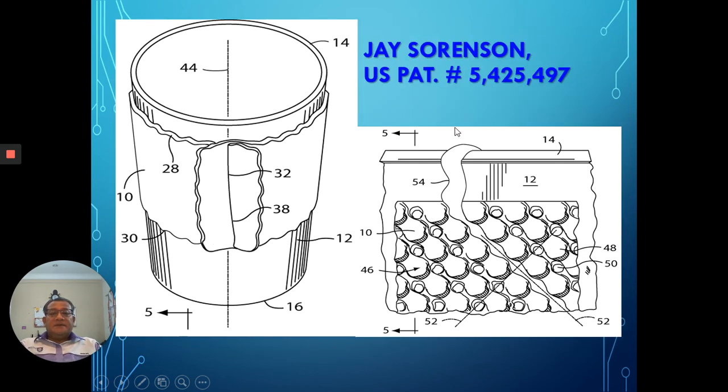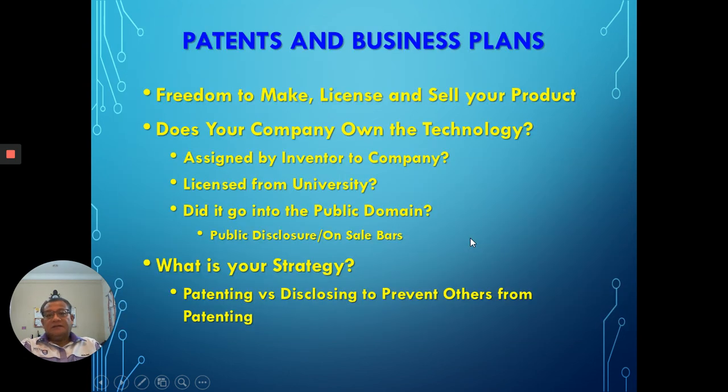So another patent by inventor J. Sorensen, US patent 5,425,497. So there is another construct of a different cup sleeve. Instead of corrugated, they use perhaps foam or foam bubble. So that is another way of producing a cup sleeve, another patent by a different inventor.